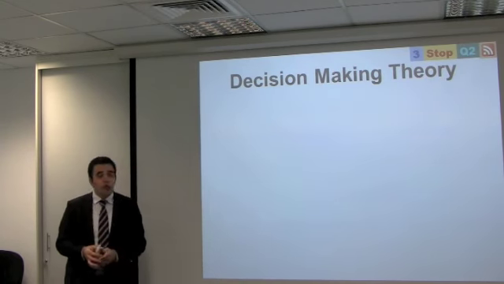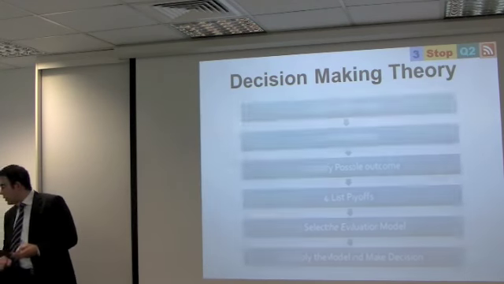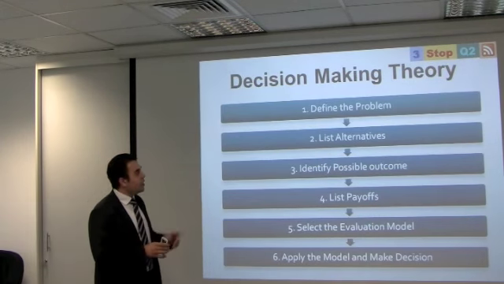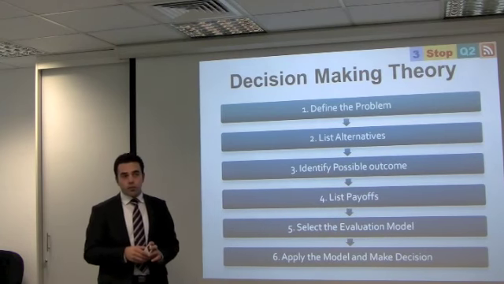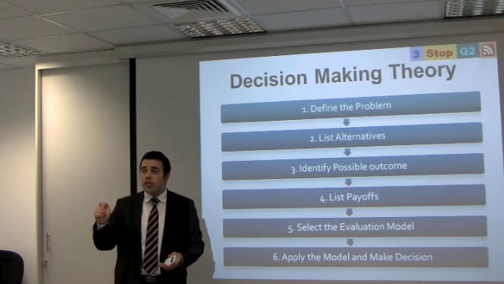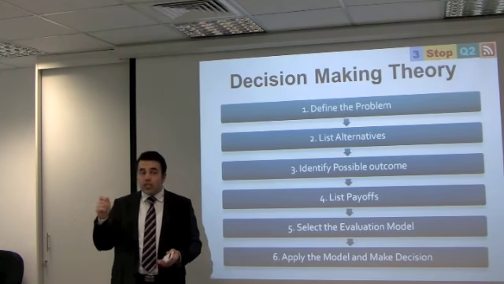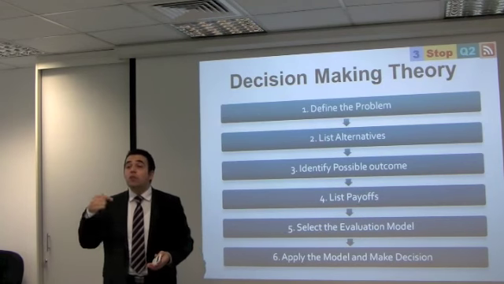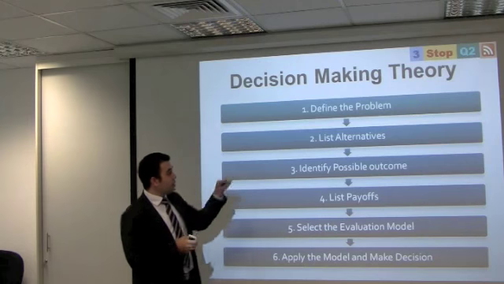So let me share with you the decision-making theory, which is 6 steps. The first one is defining the problem. So for any situation, I need to write it down. What is the problem? Okay, the problem is that I want to expand. Once I define the problem, I will be able to find the solutions for it. So number one is defining the problem.